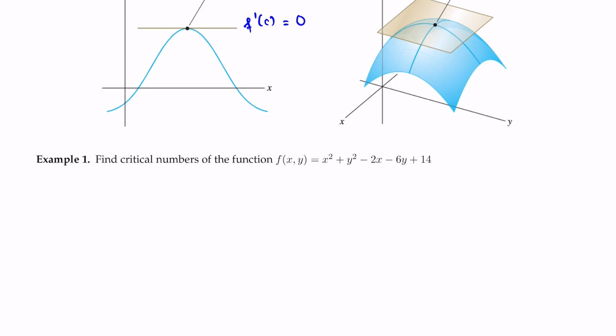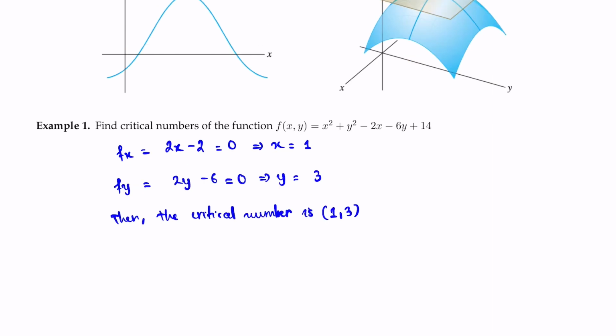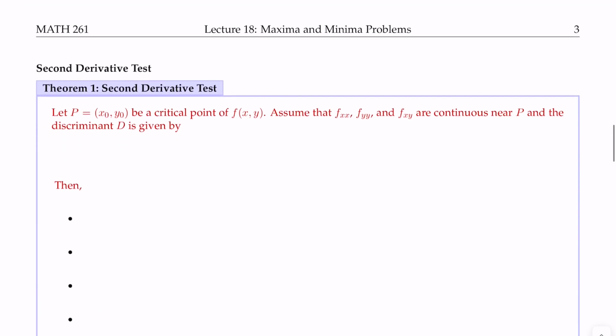Then you take the partial derivative of the function with respect to x, and you get 2x minus 2. You set this equal to 0 and solve for x, and you get x equal to 1. For the partial derivative with respect to y, you have 2y minus 6, and then you set this equal to 0 and solve for y. You get y equal to 3. Now combine these two values together, you have the point (1, 3), and that is the critical number that you're looking for. So this is an easy example to demonstrate how to find the critical number of a function of two variables. Now we're going to move on to the second derivative test.